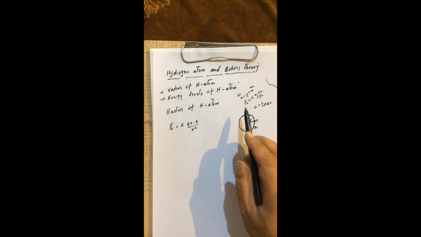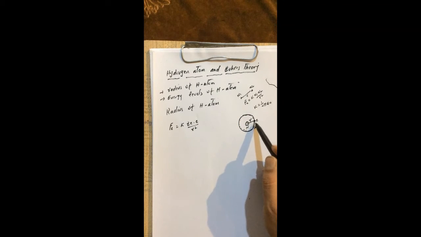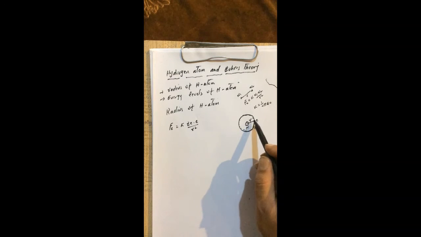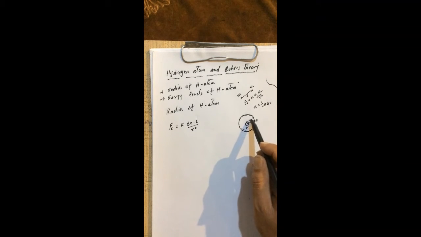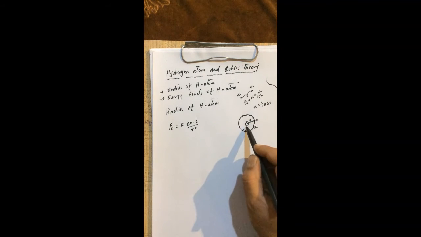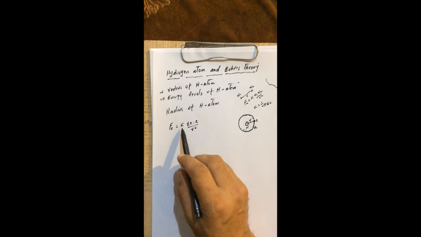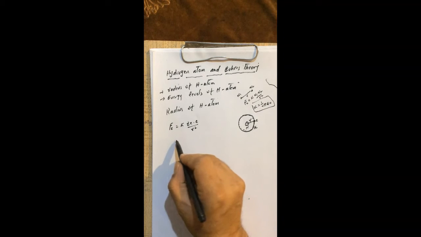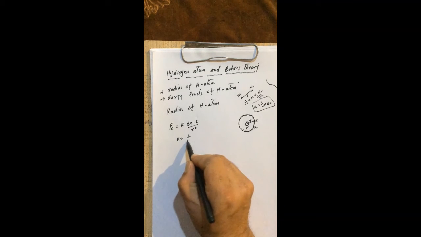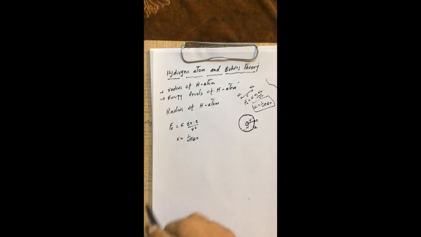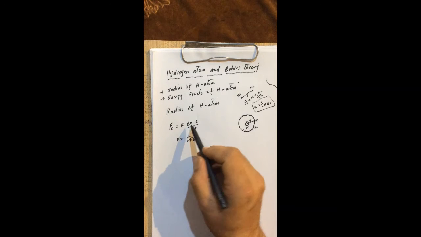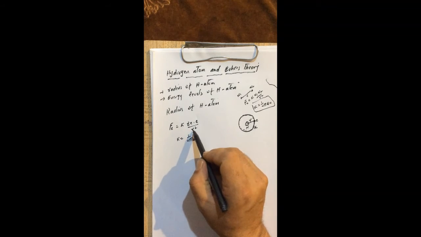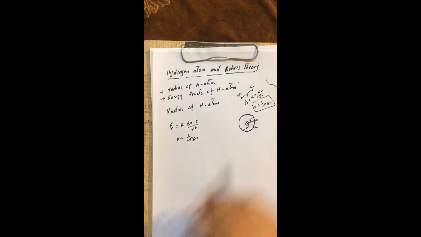So here we have the positive charge of the nucleus and the negative charge of the electron, separated from each other by the distance r. The Coulomb force between the nucleus and electron is given by this relation, where K is the constant equal to 1 over 4 pi epsilon naught, Ze is the charge of the nucleus, e is the charge of the electron, and r is the distance between nucleus and electron.